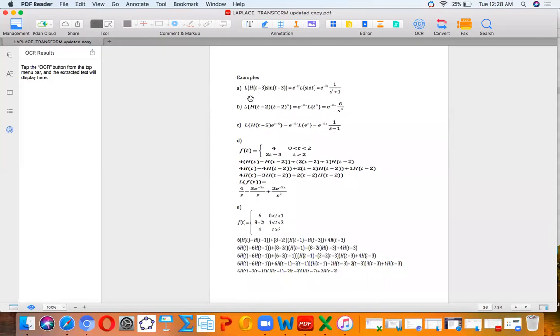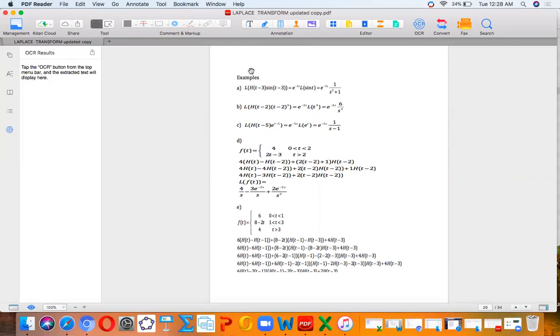Here we have some examples. Here you have the Laplace transform of h(t-3) sin(t-3). If you realize, for you to know it's a second shift, you have to be seeing t being subtracted or added by the same value. Once it's looking like this, we know it is a second shift function.